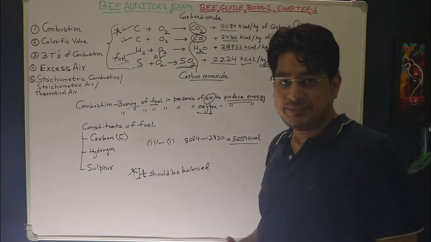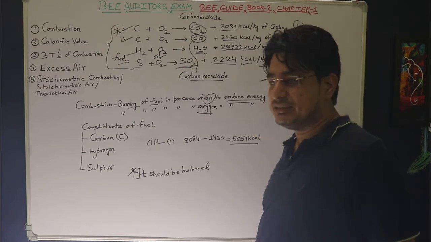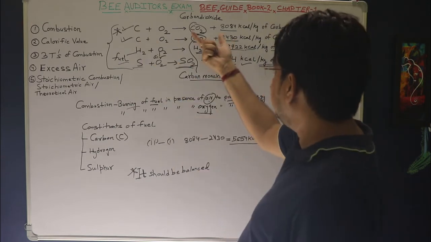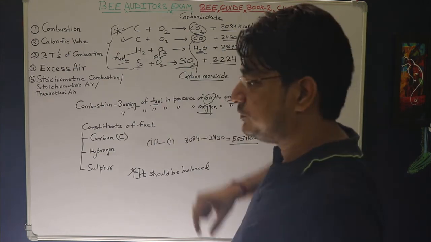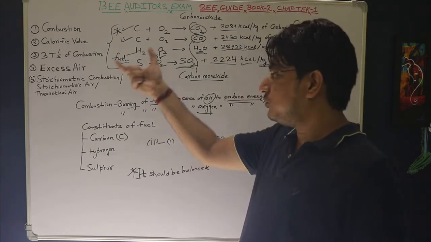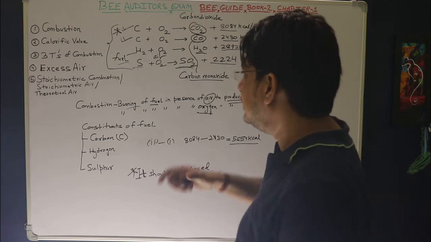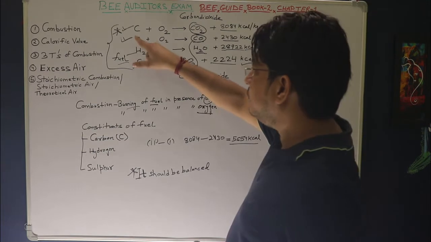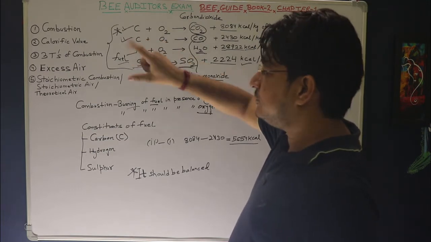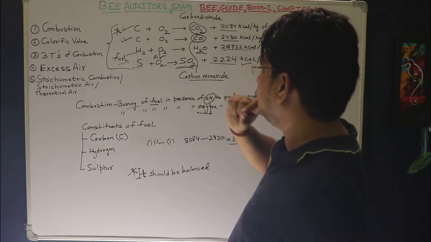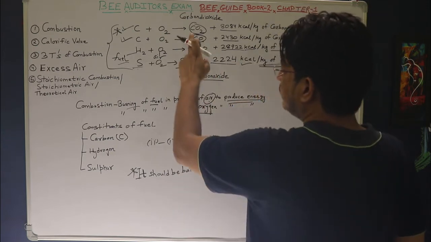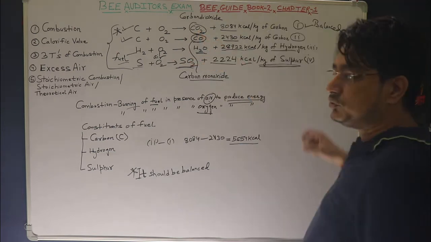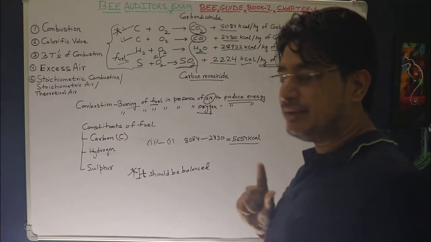Now what is a balanced chemical equation? As you must have read in your chemistry classes, this is the left hand side of the equation and this is the right hand side of the equation. As per the mass balance, whatever constituents are on the left hand side of the equation, the same should be there on the right hand side as well. Now you can see here the quantity of carbon is 1 and the quantity of oxygen is 2, and here in CO2 the quantity of carbon is 1 and the oxygen quantity is 2. So equation 1 is a balanced chemical equation.